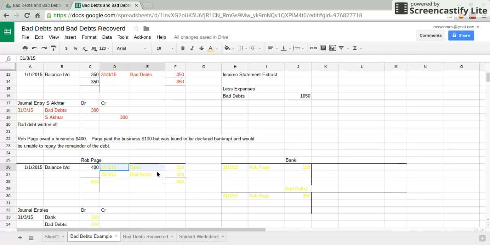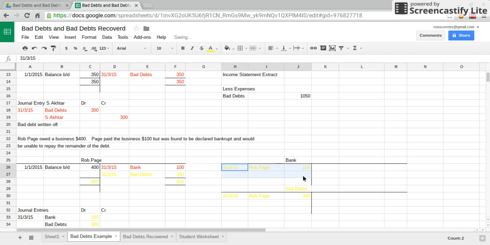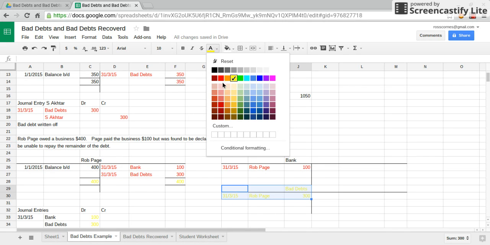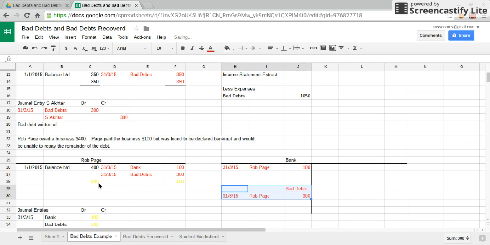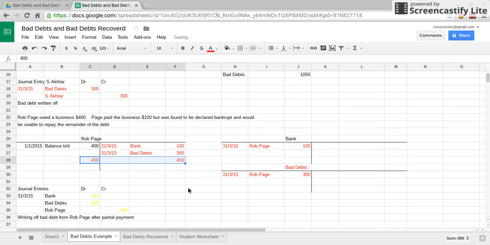So, got the $100, we credit Rob Page's account and we debit the bank because we've received some money and therefore gained an asset. And we need to credit his account for the remaining 300, and that will appear in the bad debts account. And don't forget, in an exam question, because the account is now balanced off, just put the totals in, because that's normally worth an extra mark.